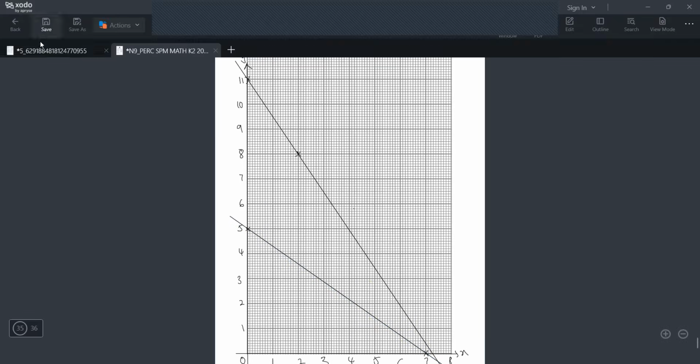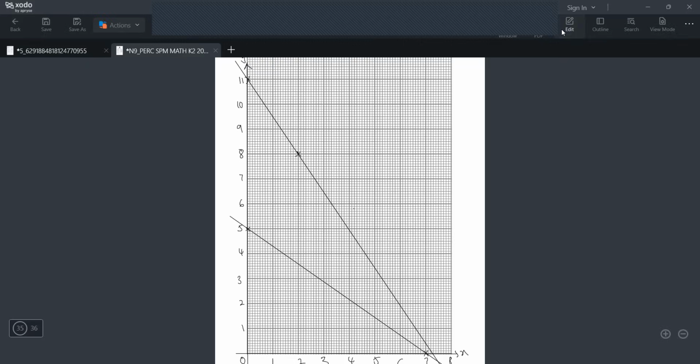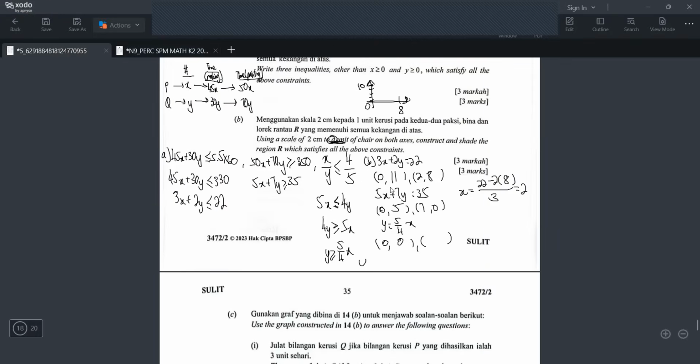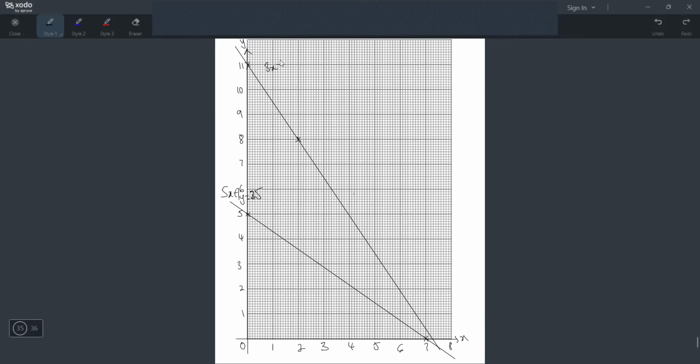Okay, perfect. Now let's label the equation: 5x plus 3y equals 35. Make sure you label. If you don't label the equation, later you cannot locate the region. This one is 35. Don't forget to label the first equation also. I forgot to label the first one: 3x plus 2y equals 22.